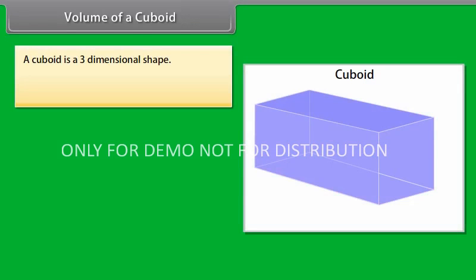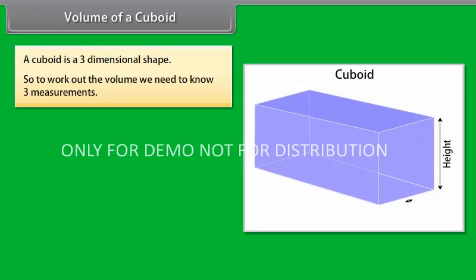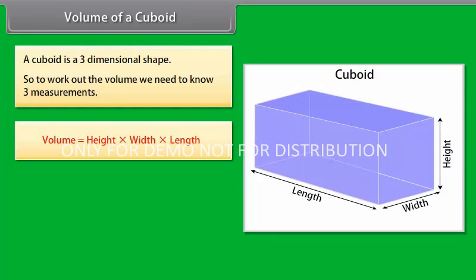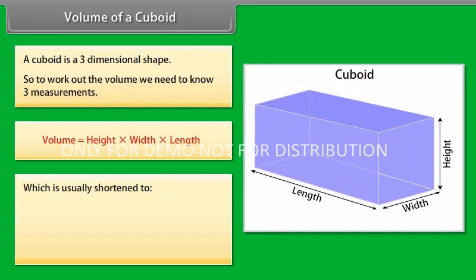Volume of a cuboid. A cuboid is a three-dimensional shape. So, to work out the volume, we need to know three measurements. Look at this shape. There are three different measurements: height, width, length. The volume is found using the formula, which is height into width into length, which is usually shortened to V equals H into W into L, or more simply, V equals LWH.